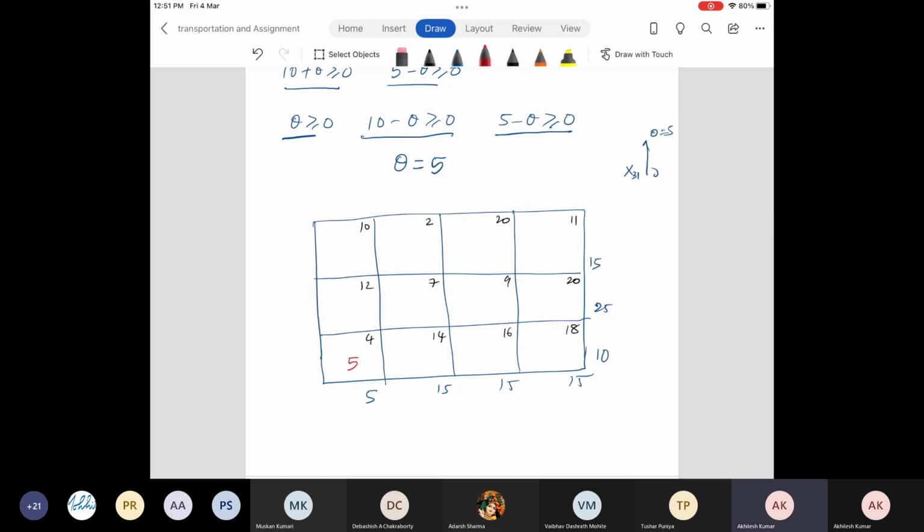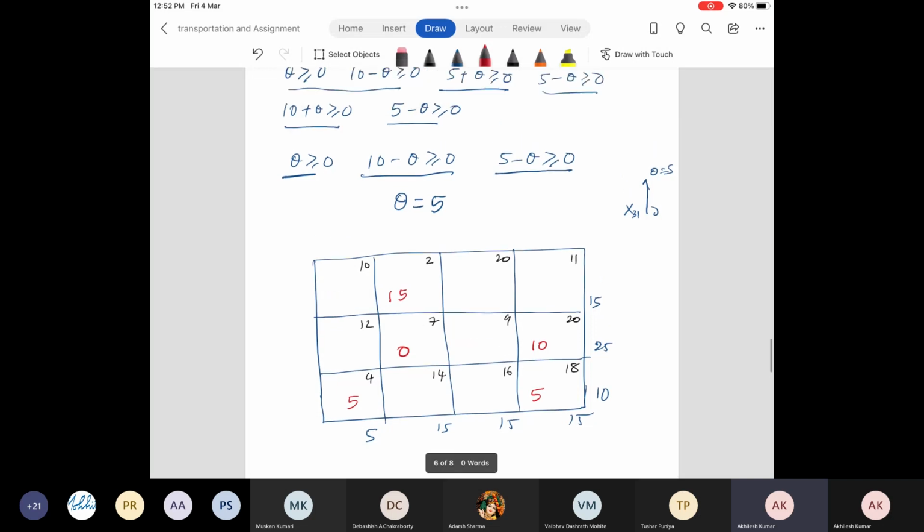We had 10 minus theta here, so this will become 5. We had 5 plus theta here, so this will become 10. This was 5 minus theta, I will assign it equal to 0. And then I have 10 plus theta, so this will become 15. So now you will see that there were two places where it was 5 minus theta.